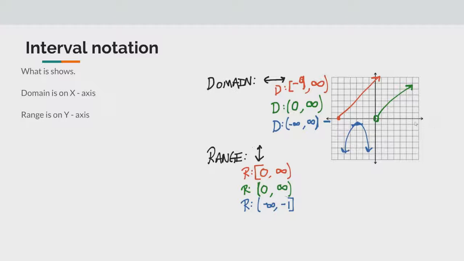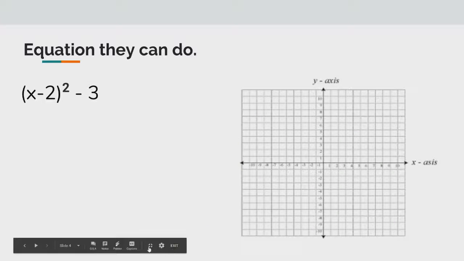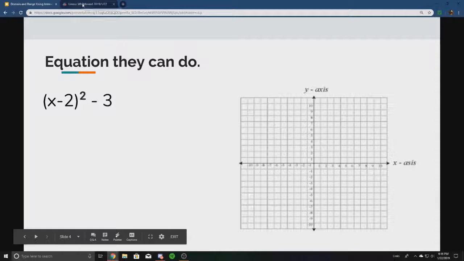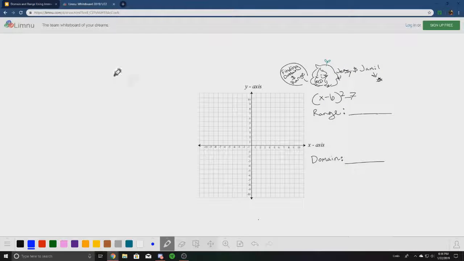Good job. Okay, so domain is on the x-axis and it's going left to right, and the range is on the y-axis going top to bottom. We will be showing our example equation that we used. So go ahead and take it away, Jesse.